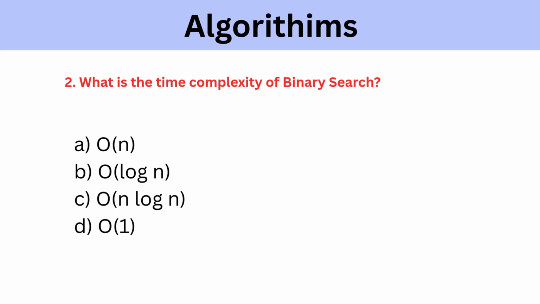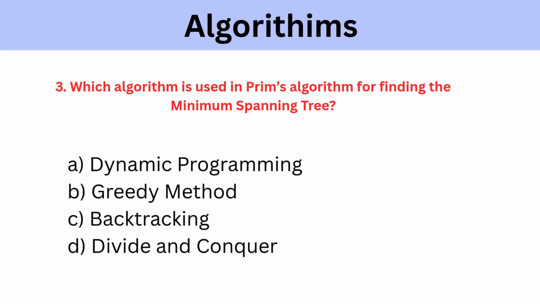What is the time complexity of binary search? A. O(n). B. O(log n). C. O(n log n). D. O(1). The correct answer is option B, O(log n).